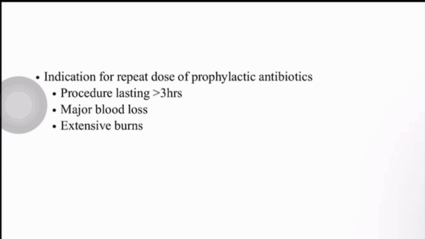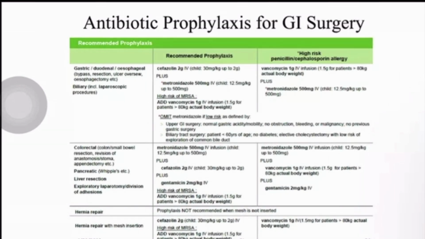Sometimes we want to repeat the dose of prophylactic antibiotics during surgery, and this includes procedures lasting greater than 3 hours, major blood loss, and also extensive burns. This is a table showing the antibiotic prophylaxis for GI surgery, and the recommended prophylaxis for gastric and duodenal surgery includes cefazolin 2 grams. In our center here, we give ceftriaxone, a broad spectrum antibiotic, and we add metronidazole, which covers the anaerobic organisms.